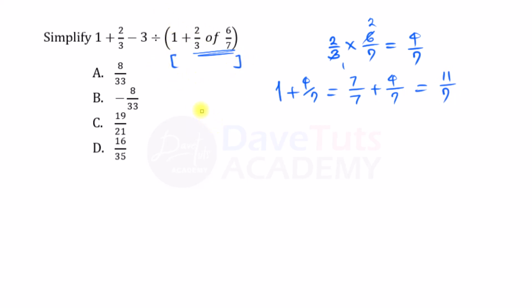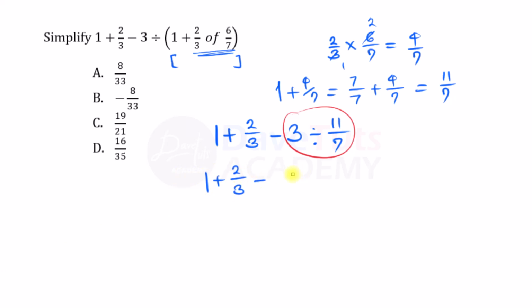Okay. Then I'm having 1 plus 2 over 3 minus 3 divided by all that expression in bracket, which we have found to be 11 over 7. And here again, we need to follow BODMAS, and division comes before addition and subtraction. So we need to find this expression first. So if we are to do that, that means this is 1 plus 2 over 3 minus 3, which is the same as 3 over 1, multiplied by 7 over 11. This is what we need to do first.